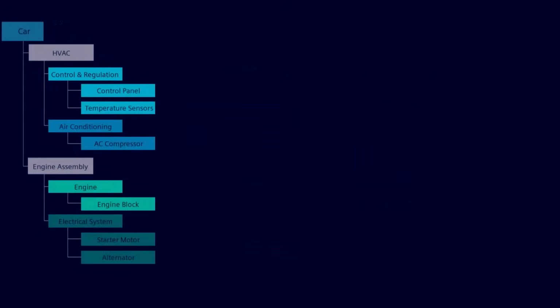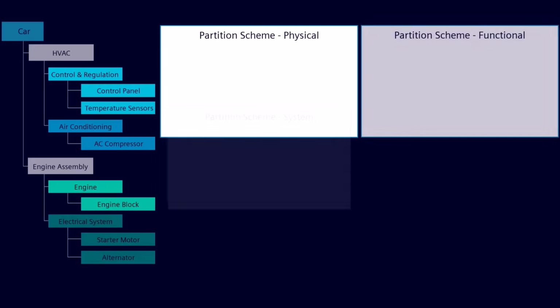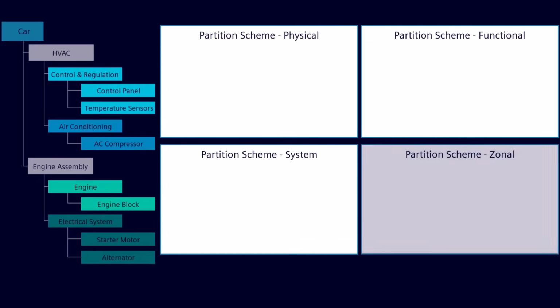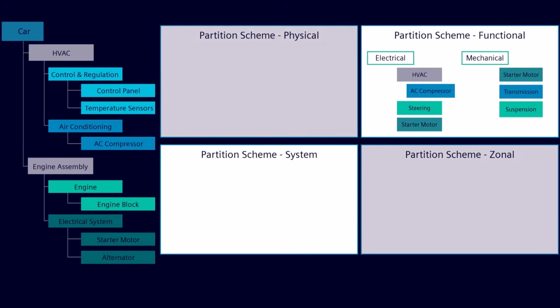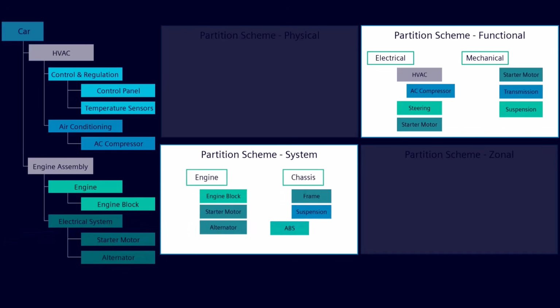Partitions can be categorized within different partition schemes such as physical, functional, system, and zonal, depending on how users want to view the product structure. For example, you can arrange the various electrical and mechanical systems of a vehicle within a functional partition scheme. Or you can arrange parts based on the subsystems of the vehicle within a system partition scheme.